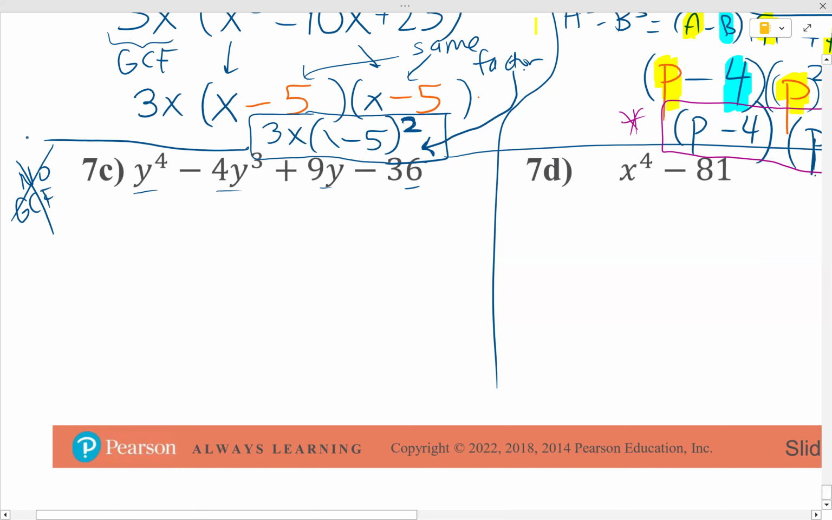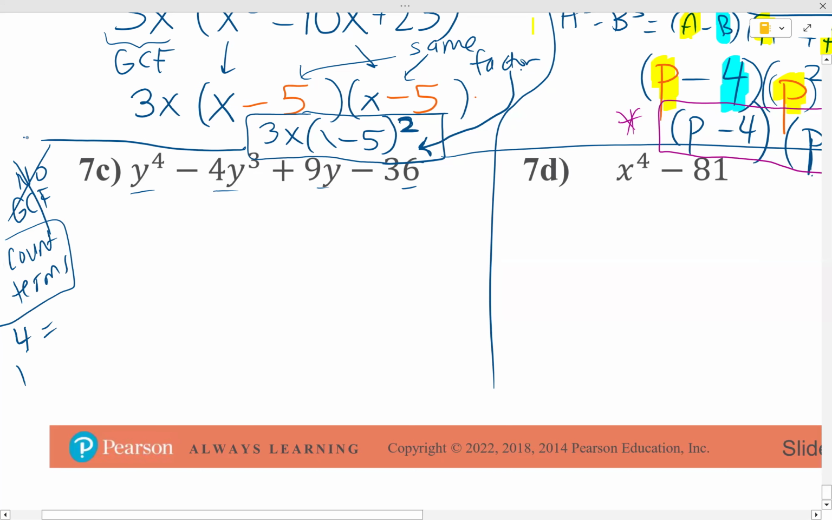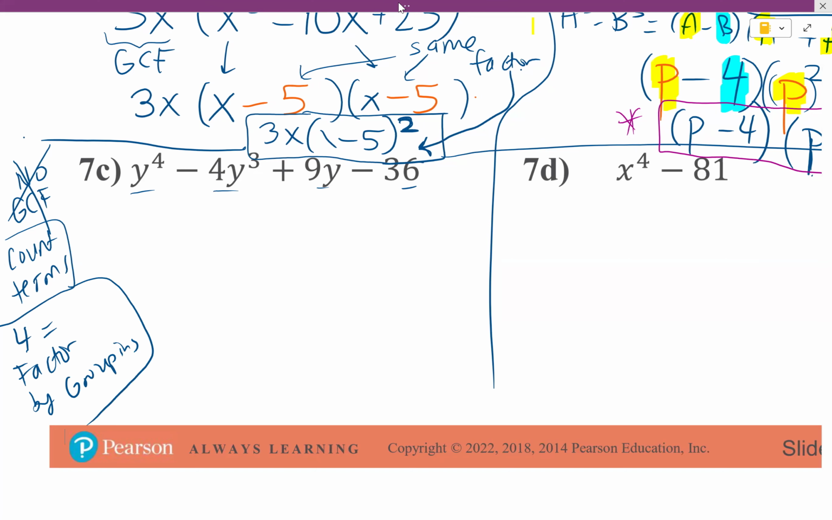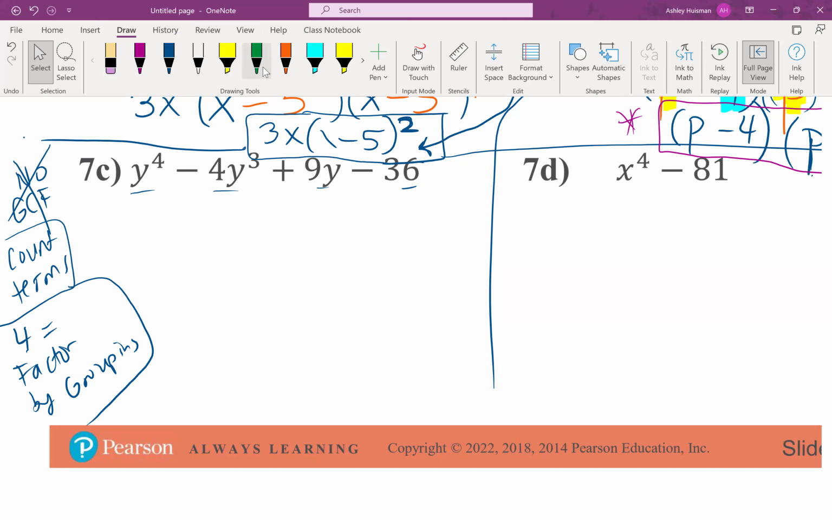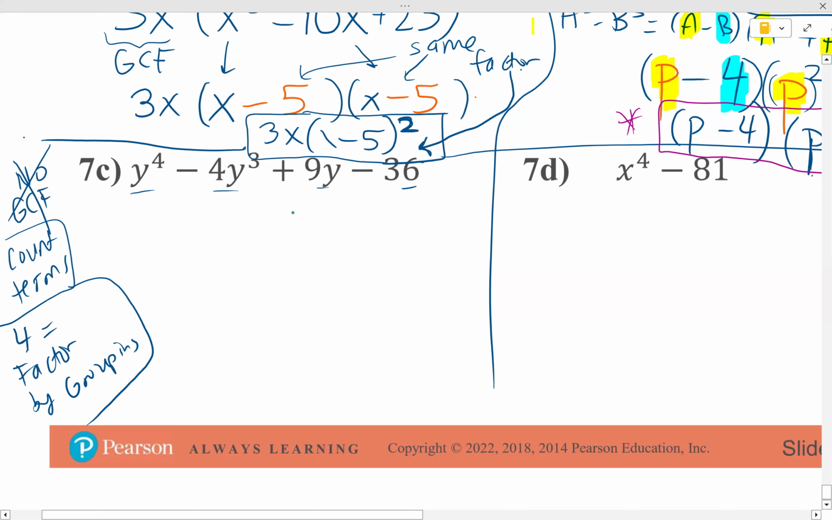Now I'm going to count the terms. And that should tell me what technique to use. There are 4 terms. Good thing there's only one factoring technique that uses 4 terms. 4 means factor by grouping. So actually, factor by grouping might be the best technique because it's only one option. If it's a trinomial, 3 terms, it could be one of 2 techniques. If it's a binomial, there could be one of 3 techniques. But if it's 4 terms, boom, you know exactly what to do. If this doesn't work, there's nothing I can do.